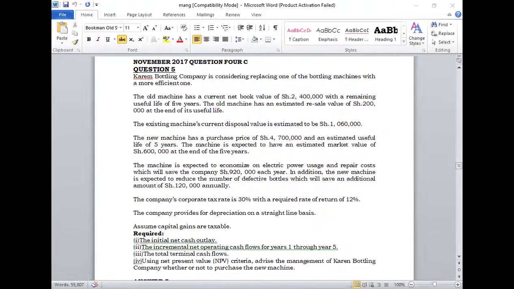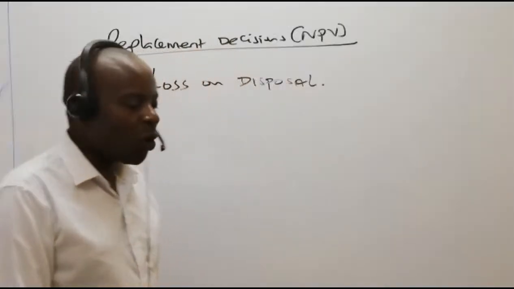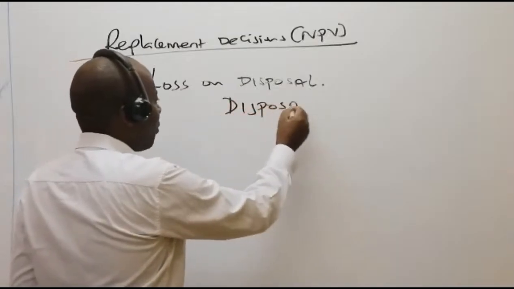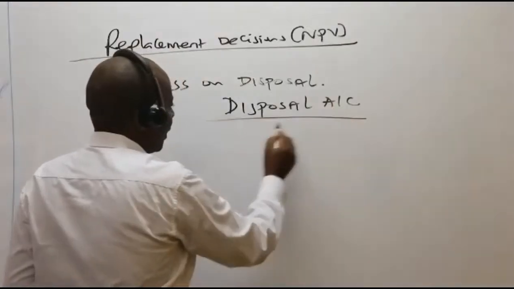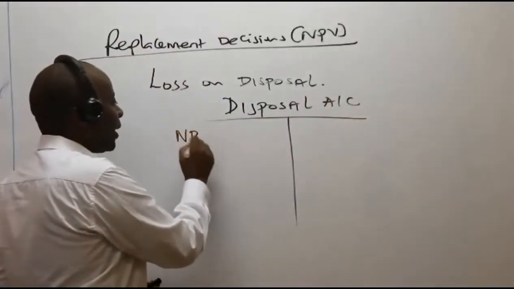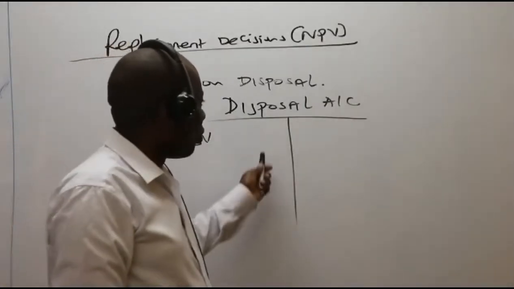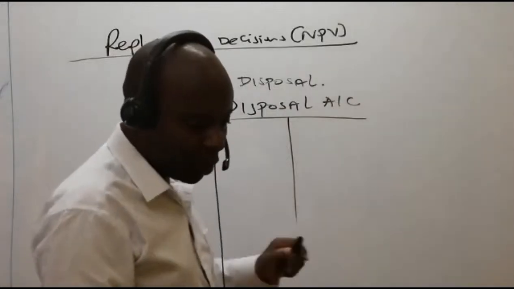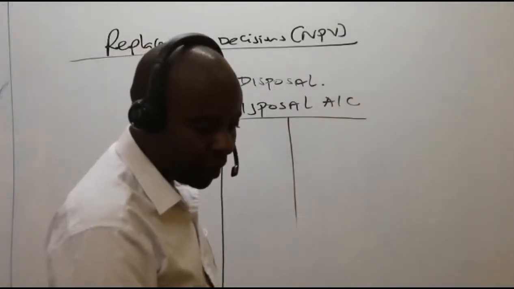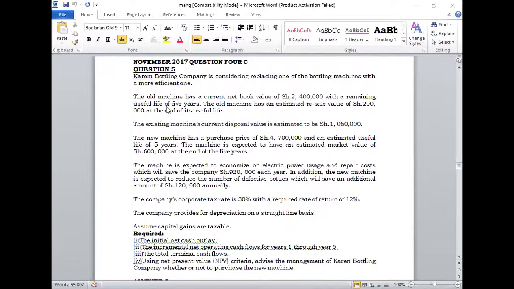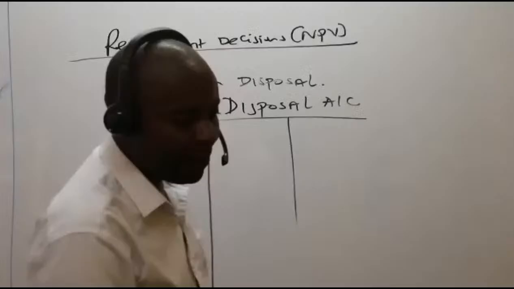So ladies and gentlemen, listen. Remember, in financial accounting, for you to be able to get that loss on disposal, you would have done a disposals account. This is how you do it in CPA financial accounting. In the disposals account, you start by debiting this account with the net book value of this particular machine, the disposal of the old machine. They have told us here the old machine has a current net book value of 2.4 million. So this is what I bring first here.